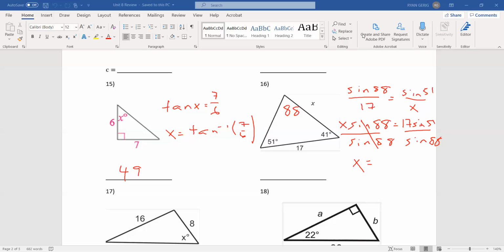So x equals 17 sine 51 divided by sine of 88. Gives me 13.2. And I'm done. That's all I needed to do on that one. Okay.